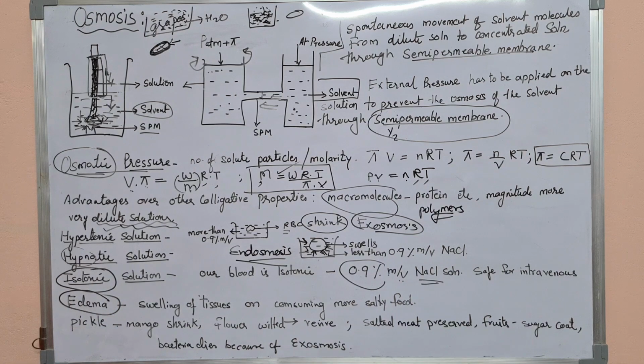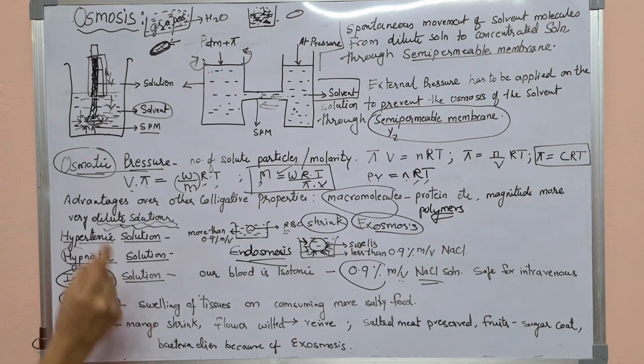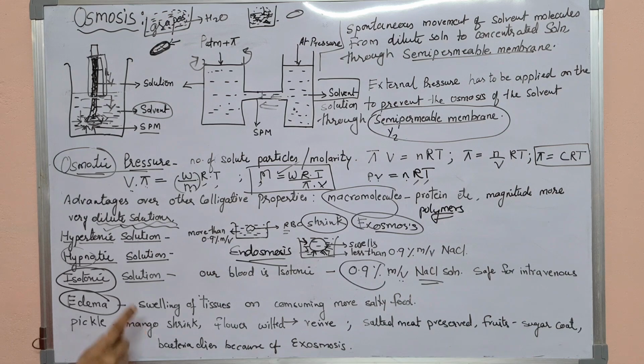Now the next application is in the formation of pickle. When pickles are made with raw mango, the concentration of salt in the pickle solution is more. You remember, just ask your mother: when pickles are made, raw mangoes are dipped in a solution in which the amount of salt is more. Why is it so? That salt helps in what? In order to preserve the mango, because outside the concentration of salt is more. So excess water comes out from the raw mango, because outside salt is more, and in this way the mango is preserved for a year or more than a year.